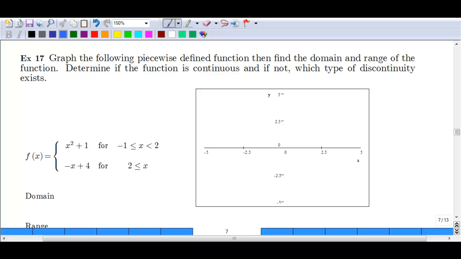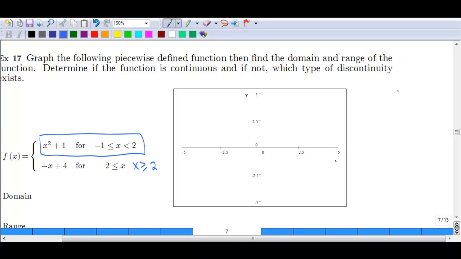The next function is x squared plus 1 from this interval of negative 1 to 2, and then the linear function negative x plus 4, which happens when x is greater than or equal to 2. You could also write this a little bit easier as x is greater than or equal to 2 if you prefer. Either one of these are the same thing. So again, let's look at our top function here. We're going from negative 1 to 2, so those are the values that we're going to pick for our x. We've got negative 1, 0, 1, and 2.